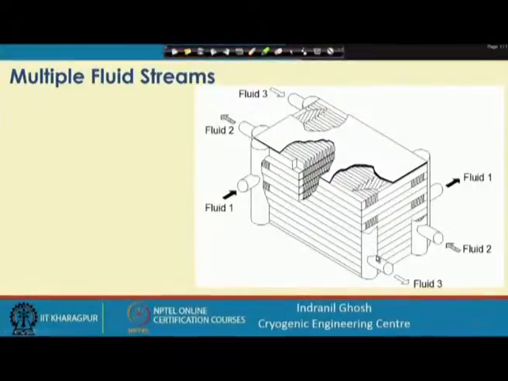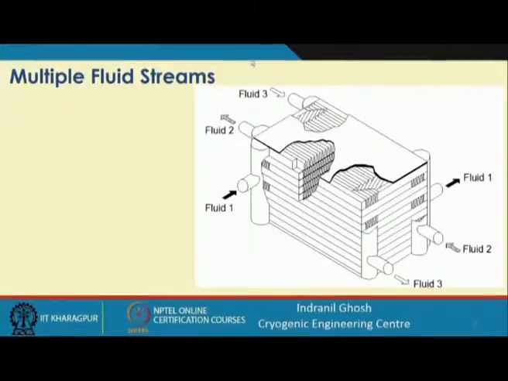So, if we look at the plate fin type heat exchanger geometry, how does it have to be done to accommodate multiple fluid streams in a single unit? So far we have talked about the two fluid stream geometry. If we add another fluid stream, for ease of understanding, we have shown here only three fluid streams.